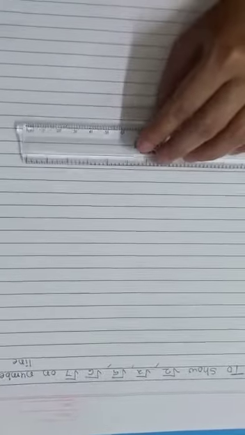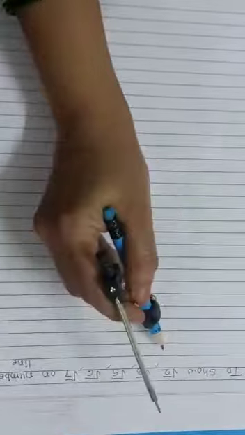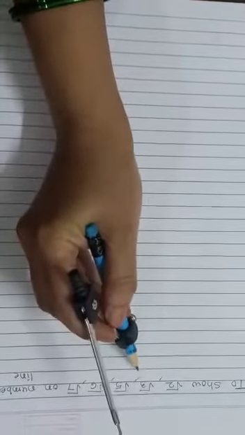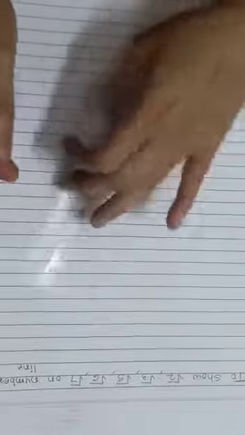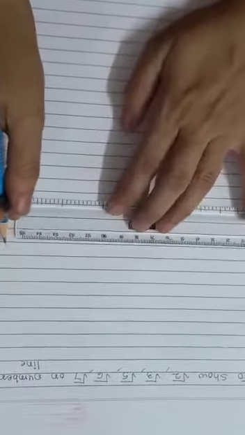Hello students, today I will show you how to show under root 2, 3, 5, 6, 7 on number line. For that, first draw a line.